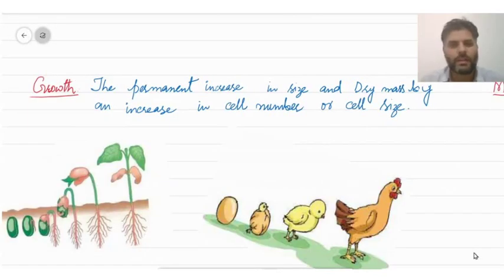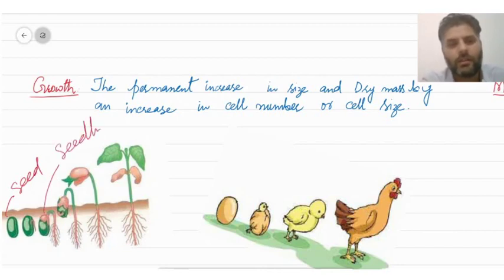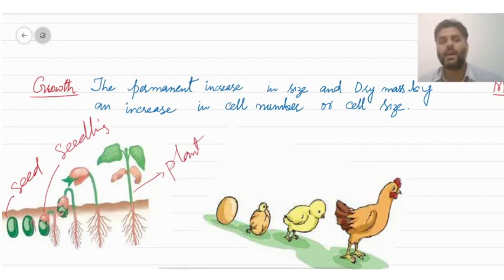Growth: the permanent increase in size and dry mass by an increase in cell number or cell size. Here you can see that in the case of plants, a plant is first a seed, then this seed changes into a seedling, and then this seedling ultimately changes into a plant. But how is this happening? The seed enlarges in size. How is it enlarging? By an increase in cell number.